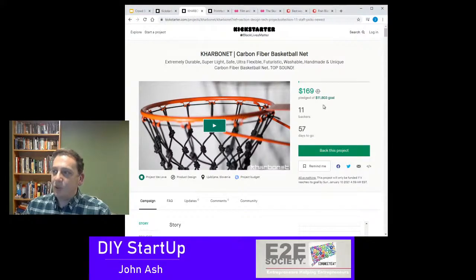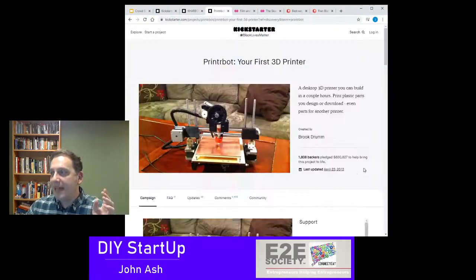So you have this goal and you have a timeline. You can go over the goal. Very, very simple to go over the goal. In fact, then you have a scaling problem. There's one classic example I want to show you, from back in 2013, if you can believe that. There's PrinterBot. This was a Kickstarter that I actually invested in. I went for the PrinterBot 3D printer.